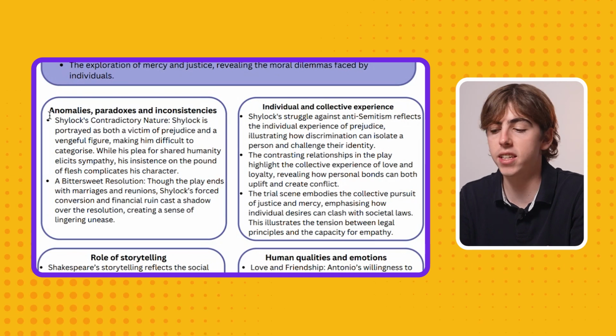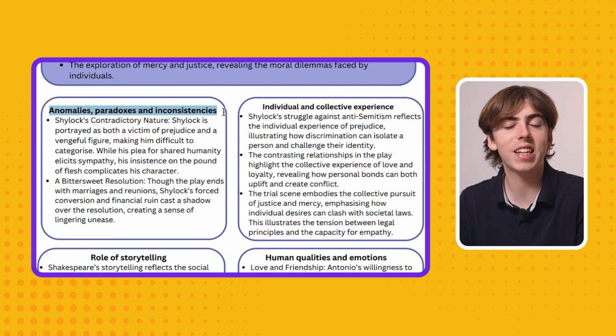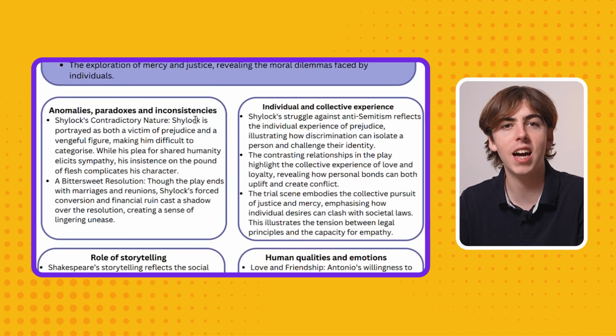This is why understanding anomalies, paradoxes, and inconsistencies is so important to your analysis. Because Shakespeare isn't giving us clear moral heroes and villains. He's showing us what happens when personal emotions clash with societal expectations, and when justice and mercy can't exist in the same room.